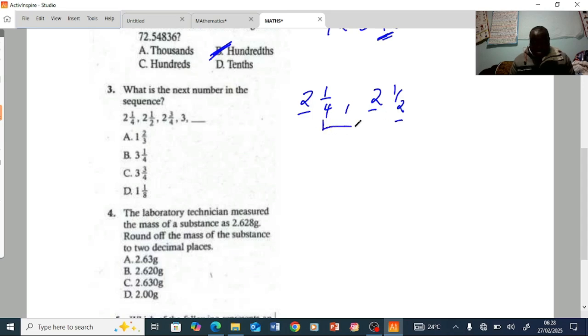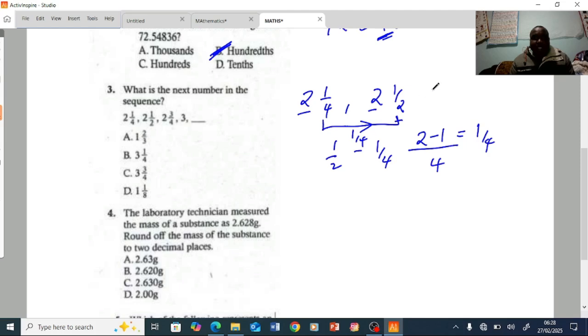If I want to see the difference from here up to here, what is the difference? So I will say 1/2 minus 1/4. LCM is 4. 4 goes here 2 times, 2 times 1 is 2, minus here goes 1. So 1/4. So from here up to here is 1/4.